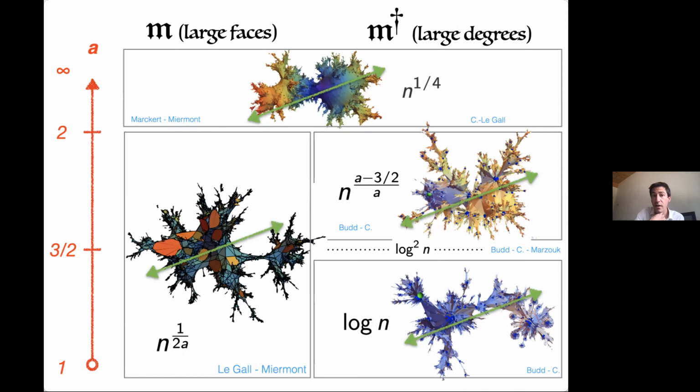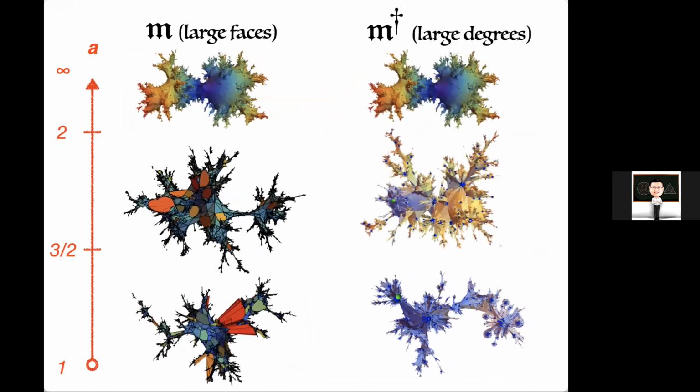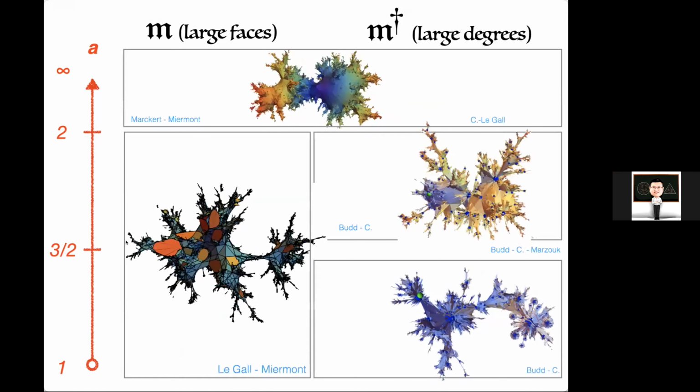Questions about this? No? There's a question here. Nicolas? Yep. There's a question from Armand. Yeah, so as a tends to 3/2, how does the transition happen from power to log? Do you know?